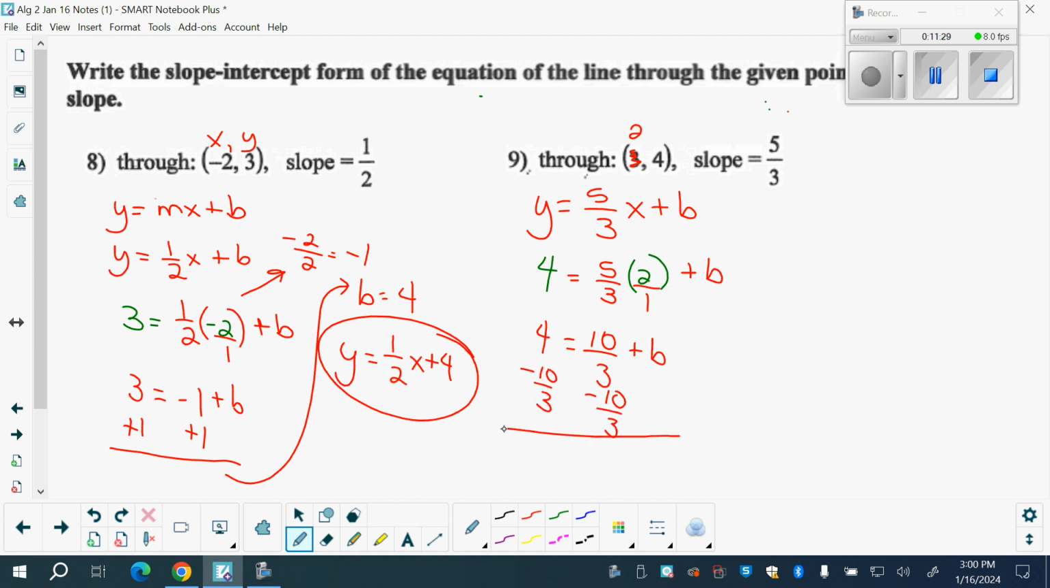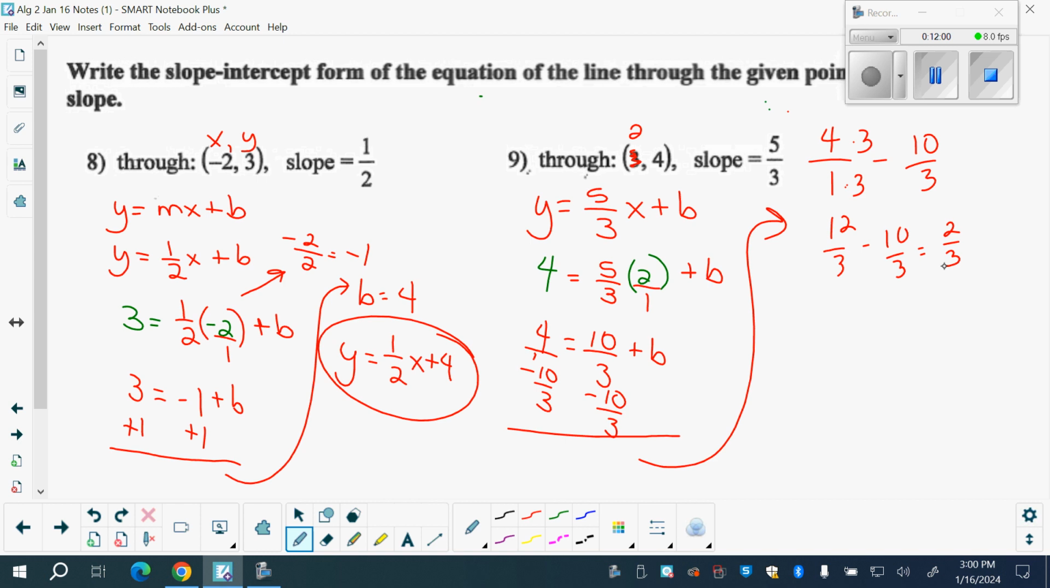So now at this point, what we need to do is get a common denominator. This is a 4, which is the same thing as 4 over 1, right? So 4 over 1 minus 10 over 3. What's your common denominator there? 3. So we're going to multiply this times 3, the numerator and denominator both by 3. So we get 12 over 3 minus 10 over 3, which is 2/3. So that's your b. And your equation is y equals 5/3 x plus 2/3.